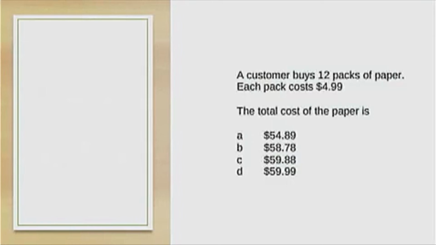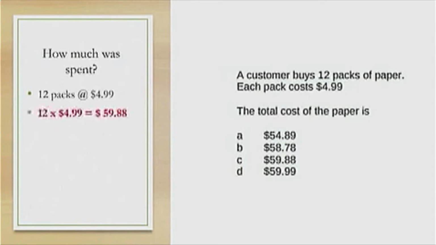Next question. The customer buys 12 packs of paper. Each pack costs $4.99. The total cost of the paper is, so let's look at the information that we can get from all of this. So what you're being asked is, how much was spent? You know they bought 12 packs of paper at $4.99 per pack. So that means 12 multiplied by $4.99 will give us $59.88. And as you can see, it's pretty straightforward.